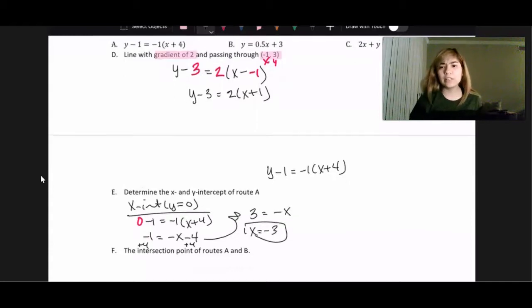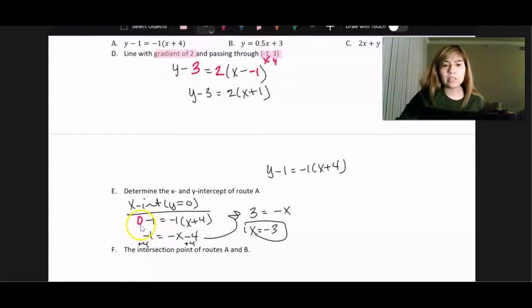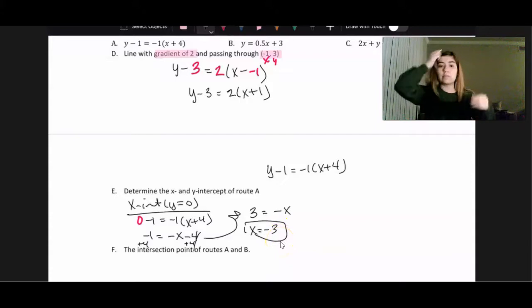Kind of did that a bit quickly. Hopefully you saw what I did. I just plugged in 0 for y. That's the only thing you have to plug in if you want to find x. So 0 minus 1 is -1. I distributed that -1. -1 times x is -x. -1 times +4 is -4. I added 4 to both sides so I can cancel out that 4. 4 minus 1 is 3. 3 equals negative x, divide by negative 1 on both sides, x equals negative 3. So my x-intercept is negative 3.